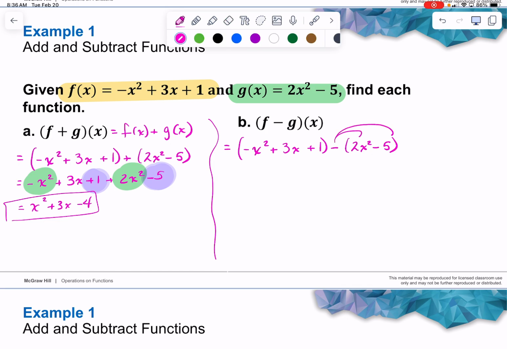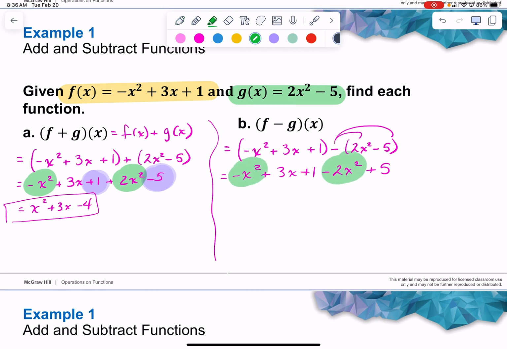Now I need to distribute that negative, which gives me negative 2x squared and a positive 5. Now I'm going to combine the same types of terms here, my squared terms and my constant terms, and that gives me negative 3x squared plus 3x plus 6.